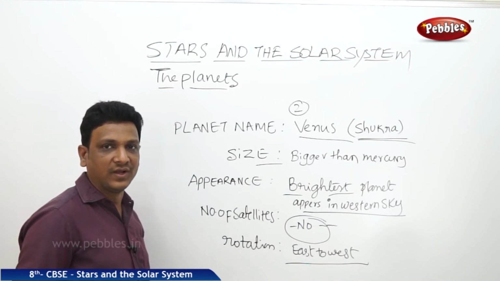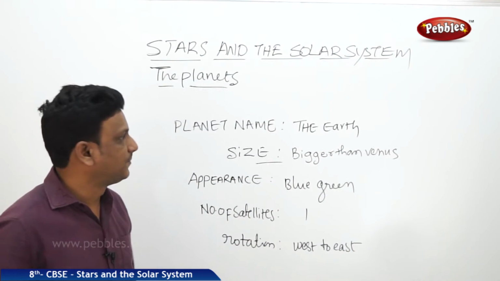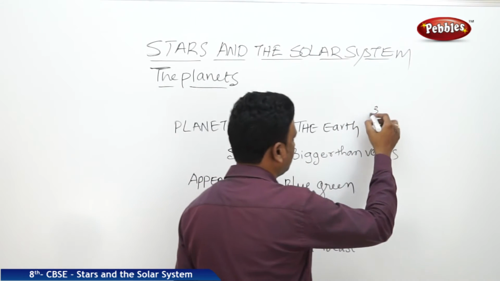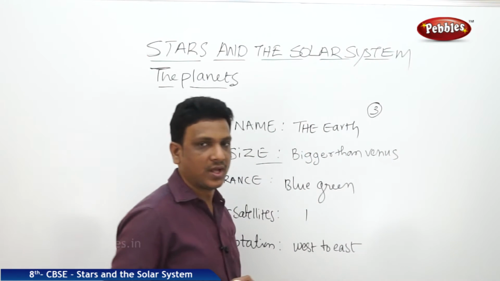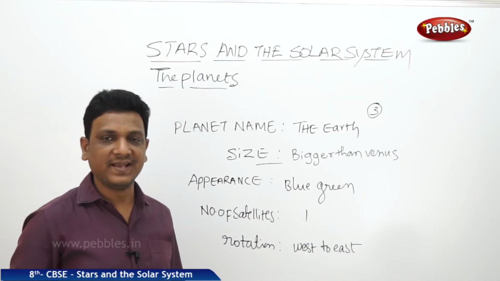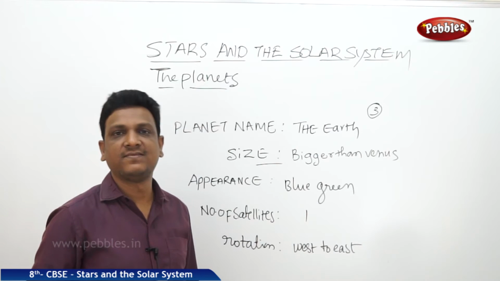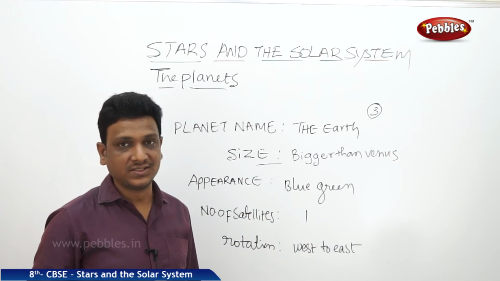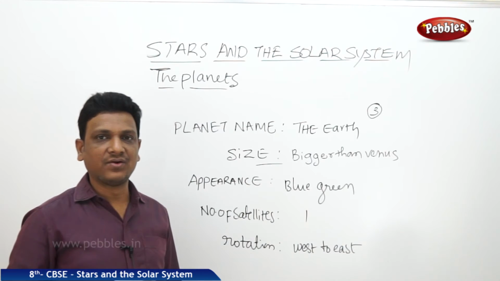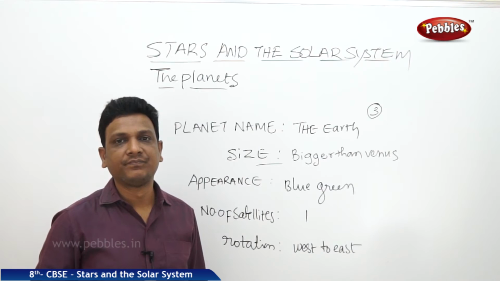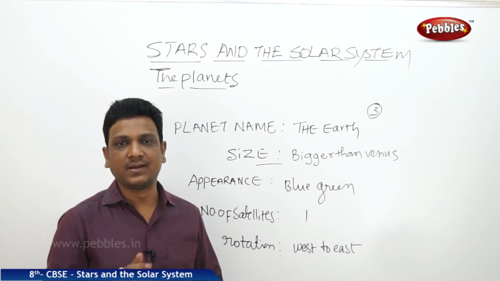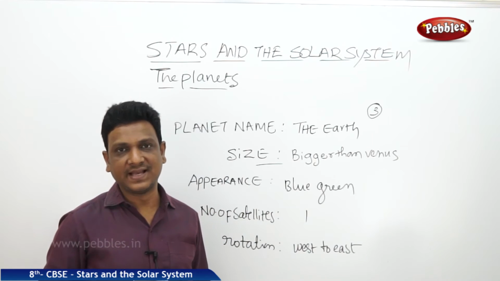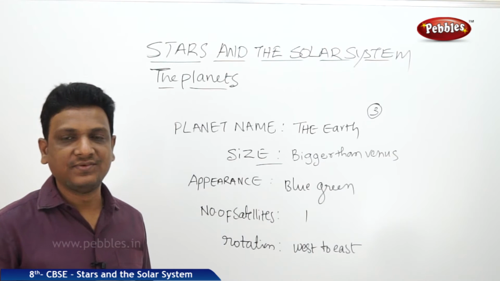Next we see the third one, that is the Earth. So the third planet is the Earth. This is the only planet in the solar system on which life exists, with all the conditions, atmospheric conditions that support life. The Earth is covered by land as well as by water. The Earth is surrounded by an atmosphere which contains a mixture of gases. So by that, life is possible here.